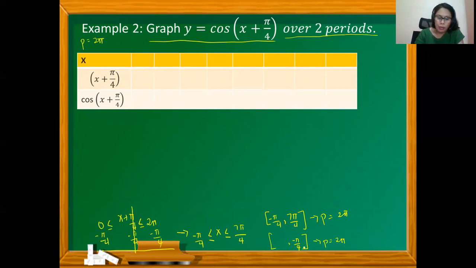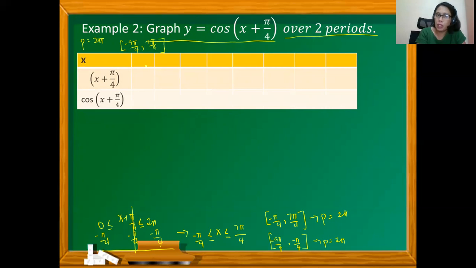So here, negative pi over 4 less 2 pi gives us negative 9 pi over 4. And subtracting negative 9 pi over 4 from negative pi over 4, we will still come up with a period equal to 2 pi. So meaning we're going to sketch the graph of number 2 from the interval negative 9 pi over 4 until 7 pi over 4.